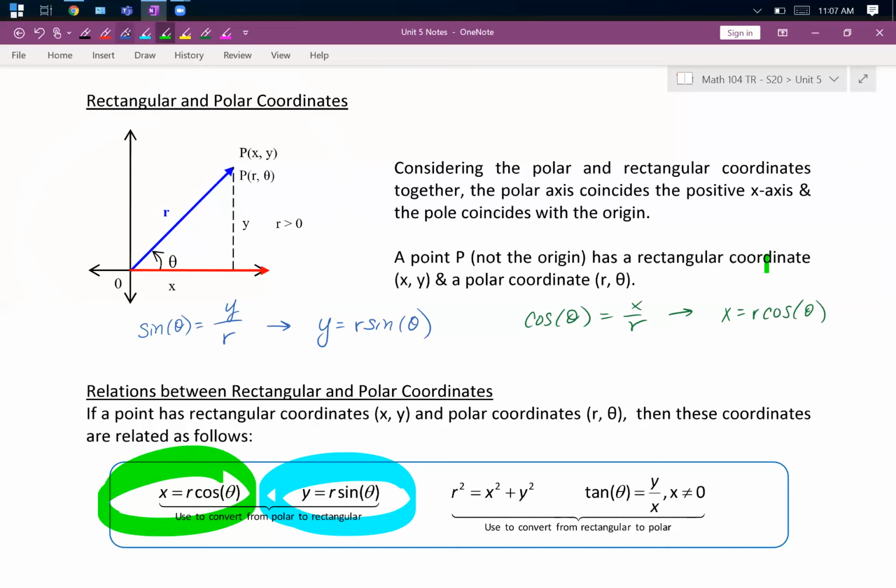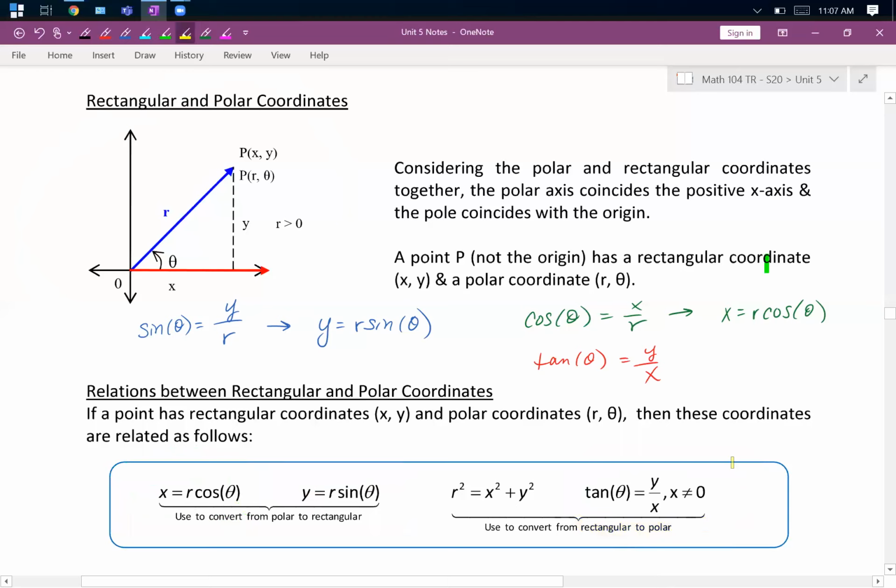Tangent: we know that tangent of θ is equal to y over x, and that is the equation we have listed here. And then the fourth equation is simply the Pythagorean theorem, x squared plus y squared equals r squared. So these are all relationships that we already know about right triangles. It's just SOHCAHTOA and the Pythagorean theorem.